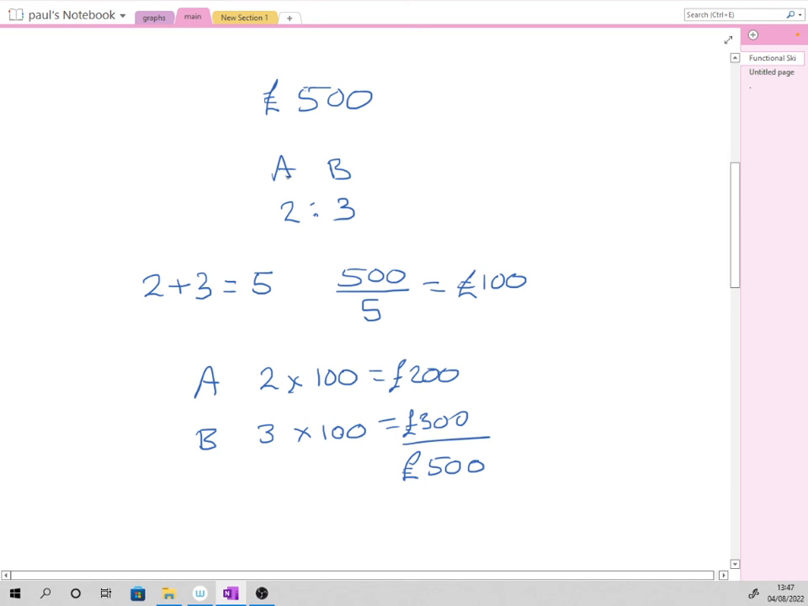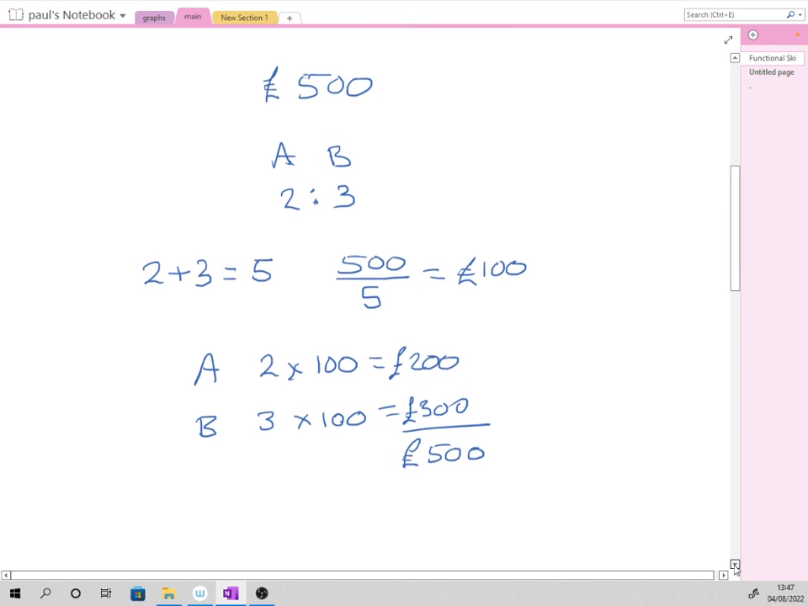And you'll find that these ratios do happen quite a bit in functional skills, because we're always mixing things together. What can we mix? We can mix, I don't know, butter and flour or something in a particular ratio to make a cake. Or we could mix two different chemicals in a hairdresser's to make a solution for tinting hair. So ratios do come quite a lot in functional skills.